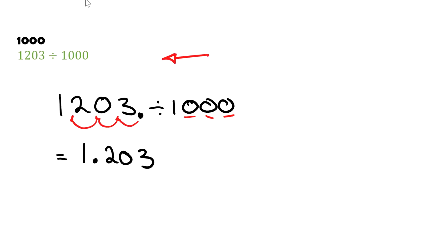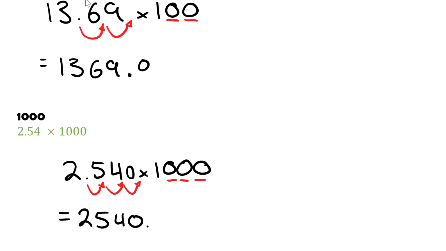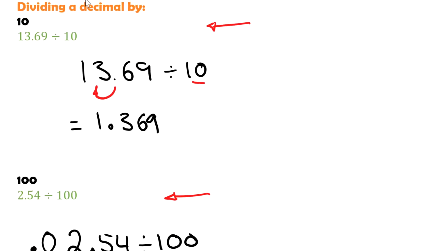1.203. Alright, so remember when we're multiplying by a power of 10, the decimal place moves to the right for how many zeros are involved. When we're dividing by a multiple of 10, the decimal place moves to the left by the number of zeros involved.